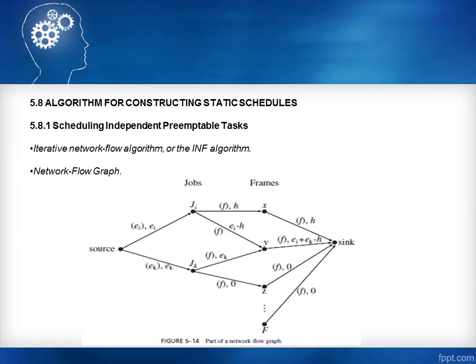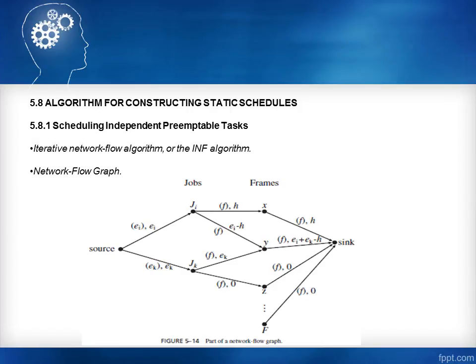So the next topic is the algorithm for constructing static schedules. The algorithm which we will be using is the iterative network flow algorithm, or in short the INF algorithm, where to construct the algorithm we will be using a network flow graph. And a network flow graph is the one shown in this diagram, in this slide. It has a source vertex, a set of vertices referred to as jobs, a set of vertices referred to as frames, and one more vertex called sink.